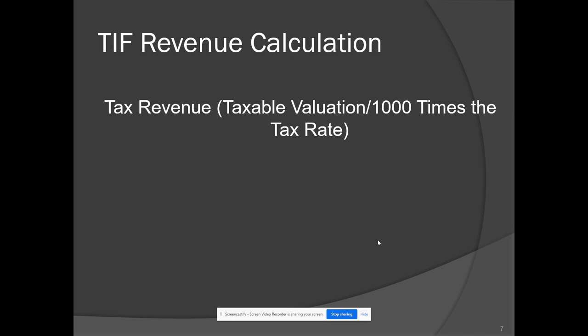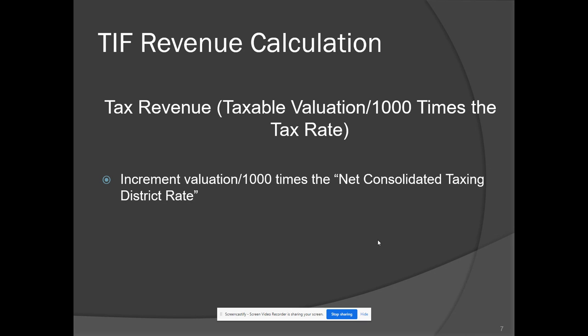So when we talk about the TIF revenue calculation, just keep in mind in general, our tax revenue calculation is the taxable value divided by 1,000 multiplied by the tax rate, right? That's how we get to our tax revenue in general in any case. So the TIF revenue calculation is very similar, but we think of it in that we're looking only at the increment value. That's what's used to generate the TIF revenue, right? The increment valuation divided by 1,000 multiplied by the net consolidated taxing district rate. So it's not the full tax rate that's in that particular area, it's the net consolidated rate.